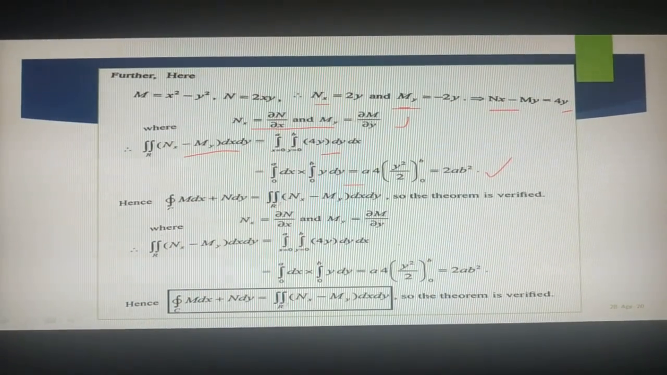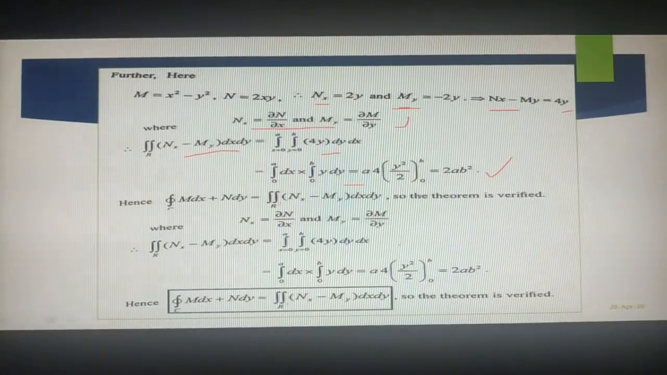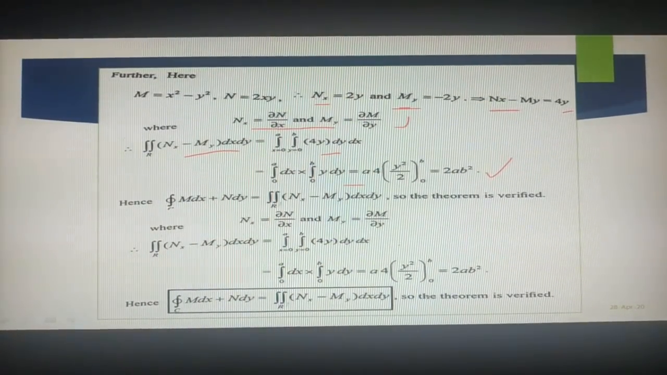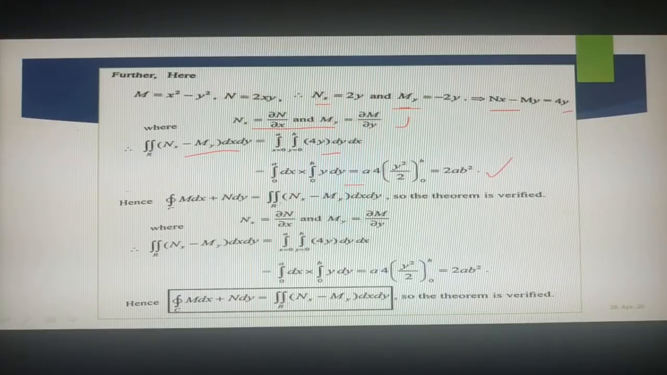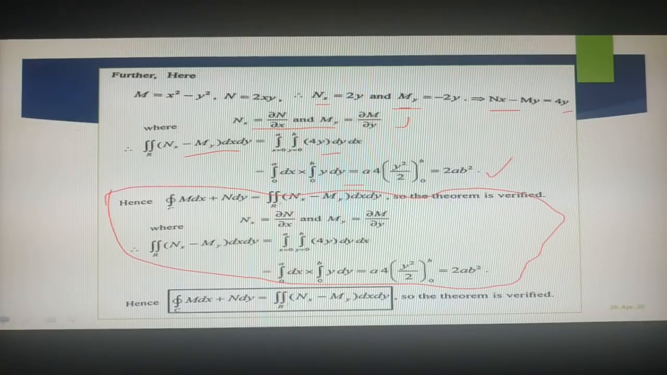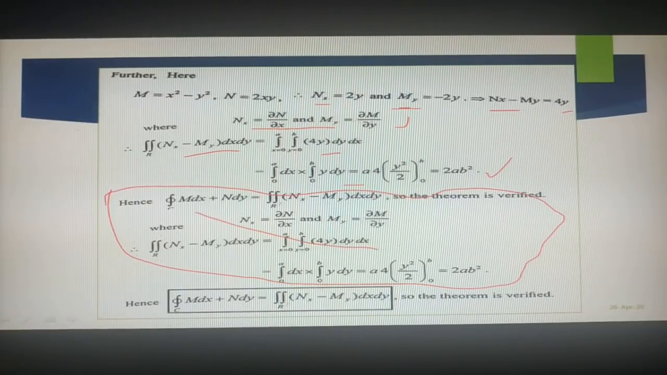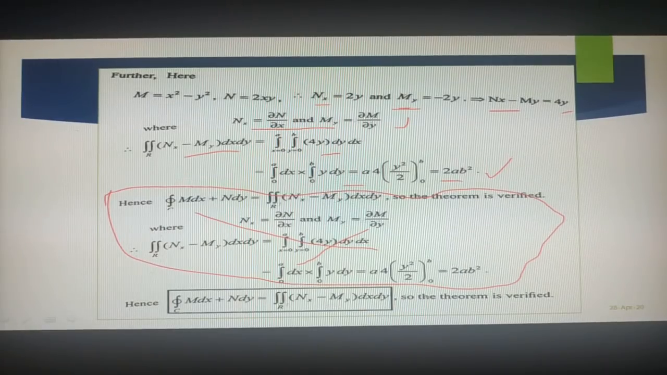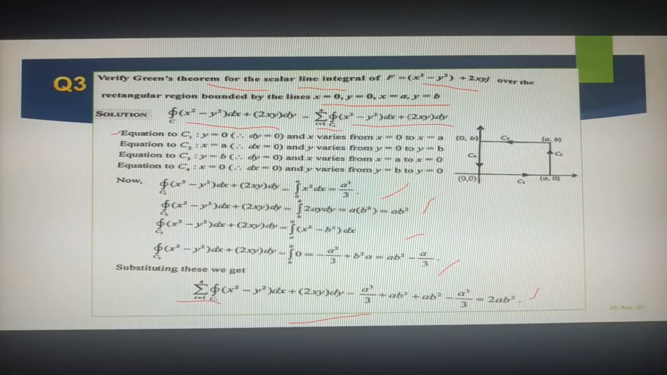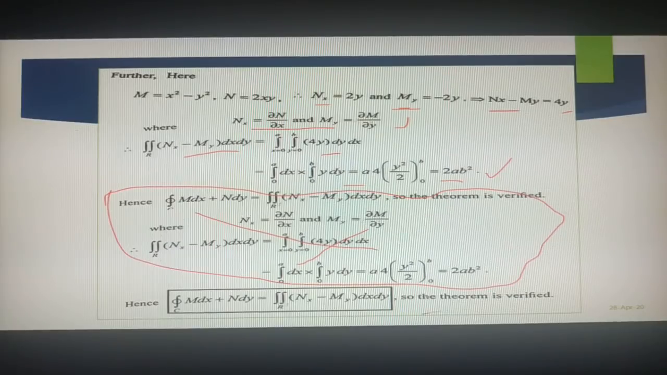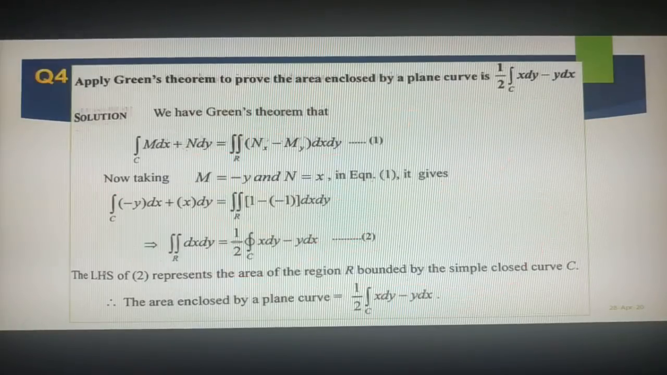Hence, of course, we repeated the same thing here, so this portion is not required. I will remove it when I am giving the PPT to you. Okay, this portion is repeated again. Anyway, once we got 2ab², you check this with your line integral also, 2ab². So both are equal, that's why the theorem is verified.